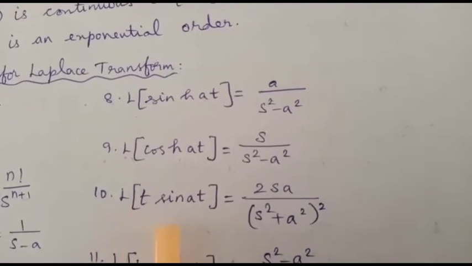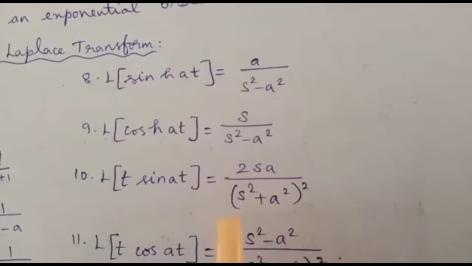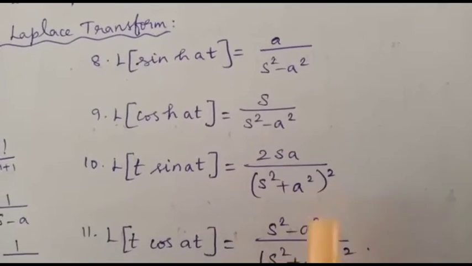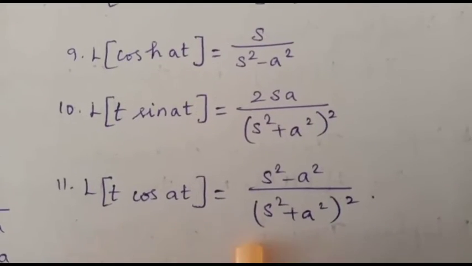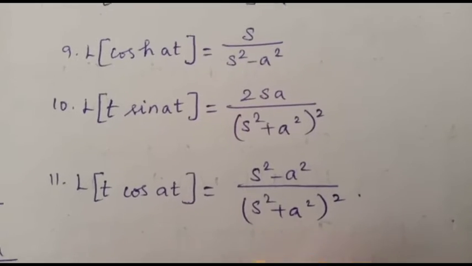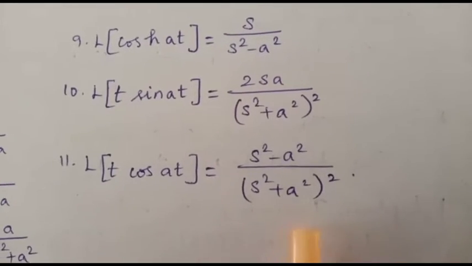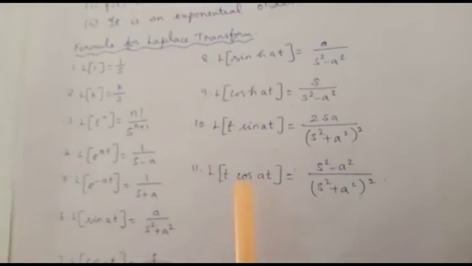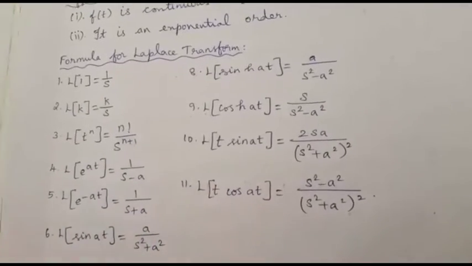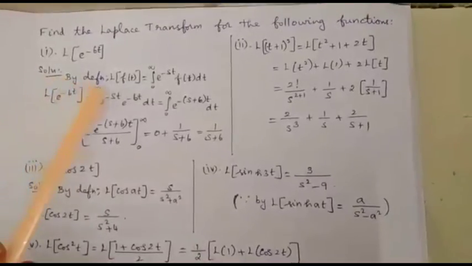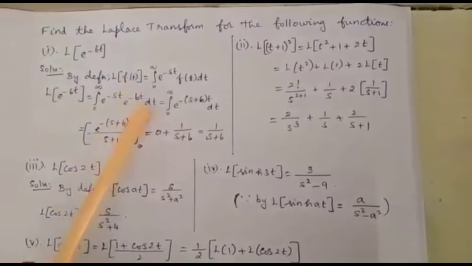Then L of t sin at equal to 2sa divided by s square plus a square the whole square, L of t cos at equal to s square minus a square divided by s square plus a square the whole square. By using these formulas, we are going to see some problems. Now let us see some problems by using Laplace transform formula.